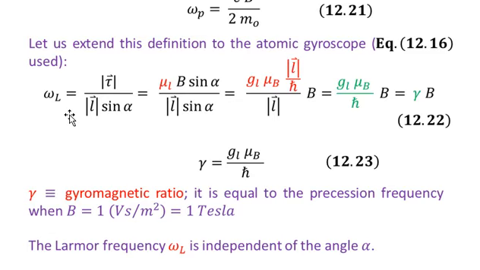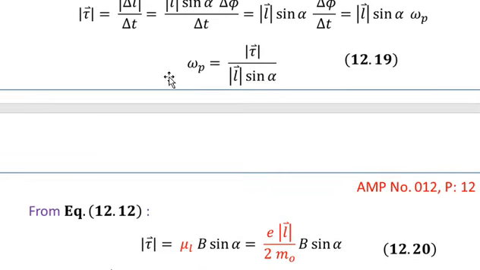So from that equation you have omega L is equal to tau mod over L mod into sine of alpha, and the magnitude of the torque is equal to mu L into B into sine of alpha. And by definition, omega L has in the denominator the mod of the orbital angular momentum multiplied by sine of alpha. This is what we have obtained from the definition of omega p.